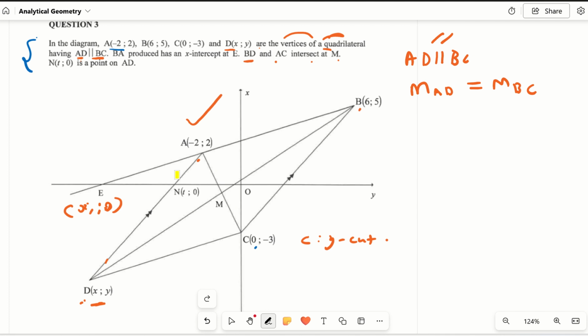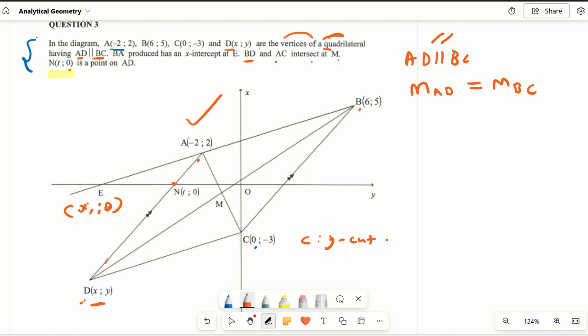Then the last one, N, has coordinates T and 0, right? So the fact that the Y there is 0 tells you this is the X intercept as well. Sharp. So this is the approach you must take when you're dealing with geometry. It could be analytical geometry or Euclidean geometry. You must have that approach.